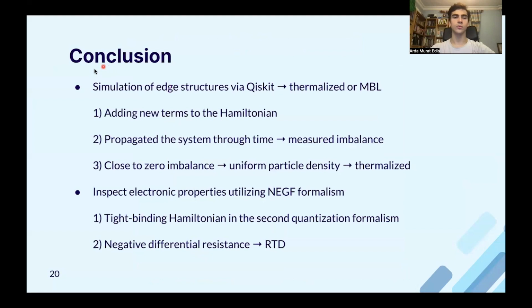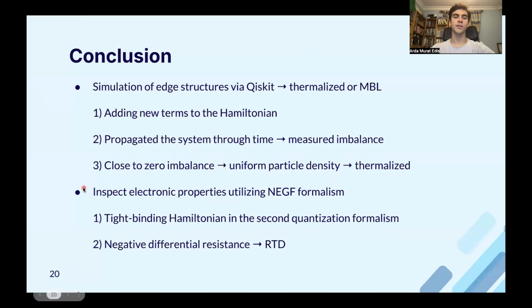Now, let's conclude. In our research, we first simulated the edge structures of graphene nanoribbons via Qiskit to see if they were thermalized or many-body localized. There, we made some changes to the Hamiltonian in order to account for the edge effects and the electron-electron interactions. Then, we propagated the system through time and measured imbalance to see if it evolved into a state of uniform particle density or not. We found a close to zero imbalance value, which indicated that the system evolved into a state of uniform particle density and hence was thermalized.